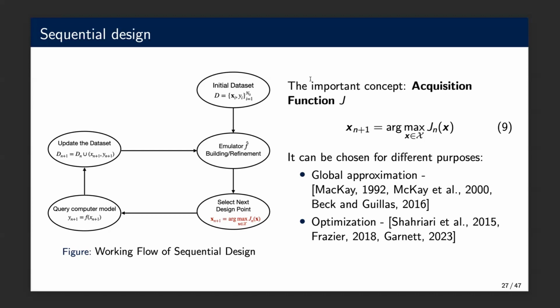A very important concept is the acquisition function G, which is the function you want to maximize to select the next data position to sequentially achieve your ultimate goal. It is used for many different purposes, like building a global approximation of the underlying function, or doing optimization to find the best parameters that optimize my metric.